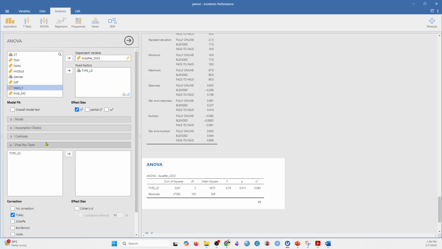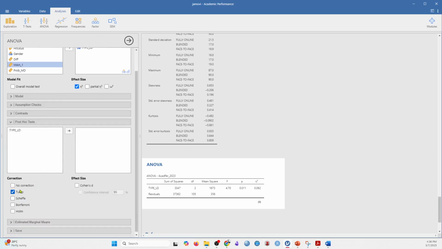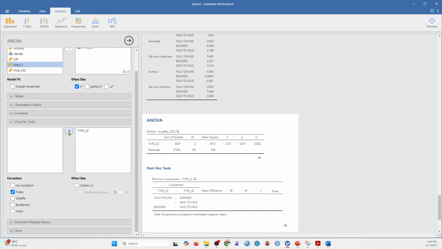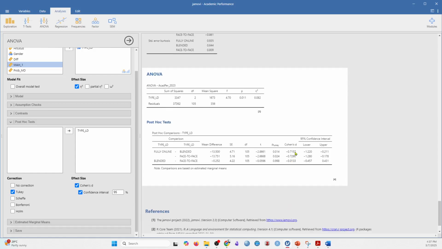And we also can go on post-hoc test and we'll select Tukey. So we make sure that this is selected here. So we get the same results, but we also have the option of Cohen's d, and we can also find the confidence interval of a Cohen's d if you want. But yeah, so now we get those values which I reported. So the Cohen's d here.